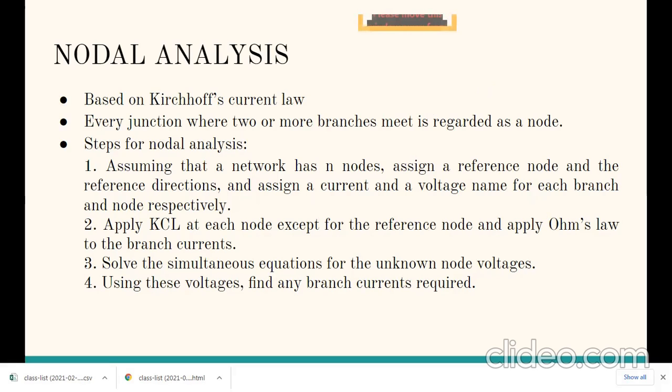So using this concept only, we have to apply KCL at the available nodes in that network. Then we will get the equations. The number of equations will be equal to the number of nodes. And by solving these simultaneous equations, we can get the unknown node voltages. So these are the steps of nodal analysis. Now let us see this with the help of an example.